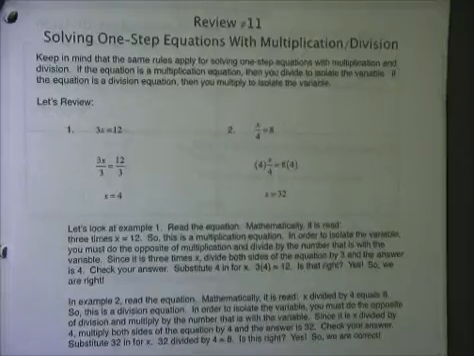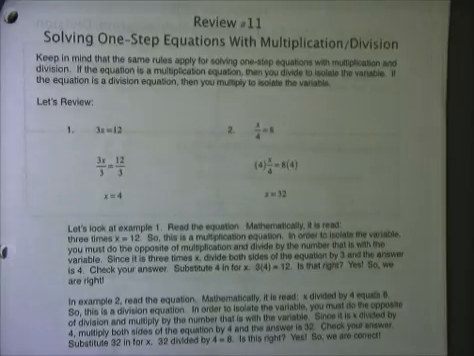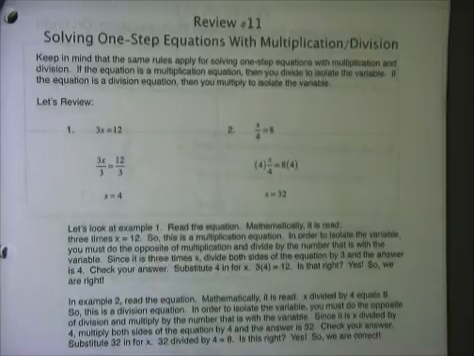as they did for solving with addition or subtraction. Our goal is to isolate the variable. We're always going to do the inverse of whatever is sitting with that variable. So if the equation is a multiplication equation, we're going to divide to isolate the variable. If the equation is a division equation, then we'll multiply to isolate the variable. Let's look at some examples.